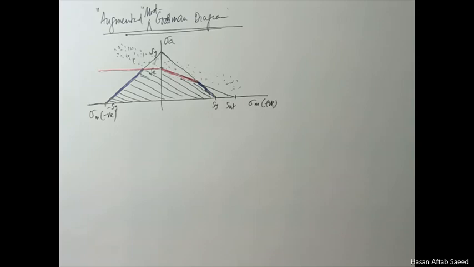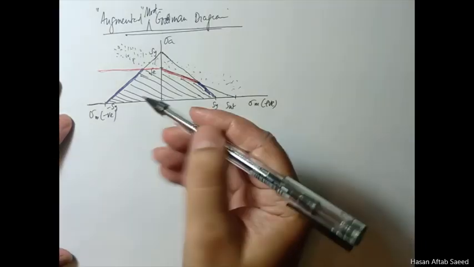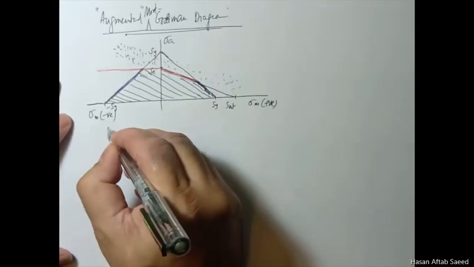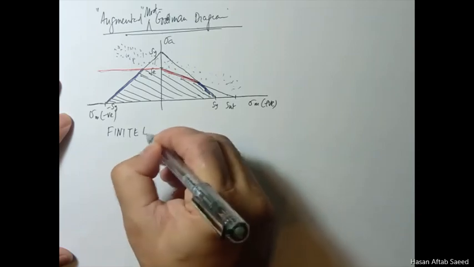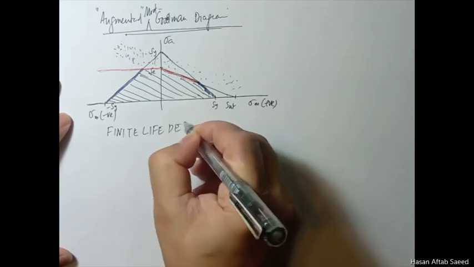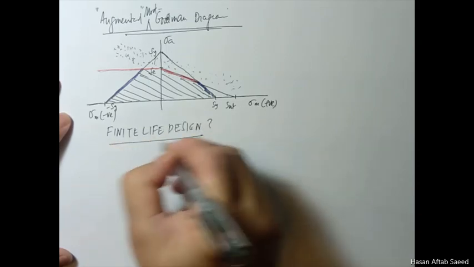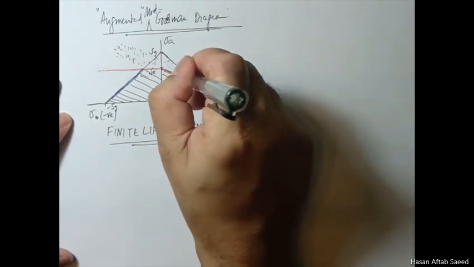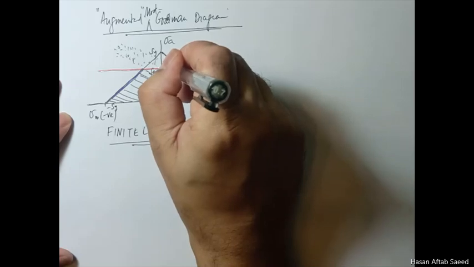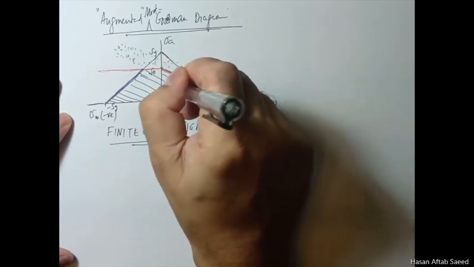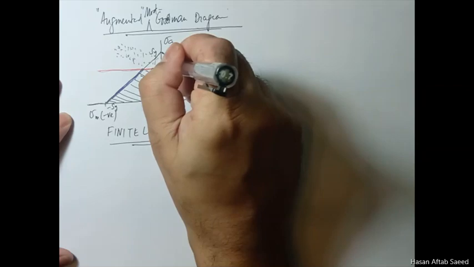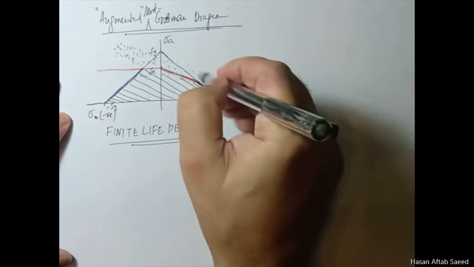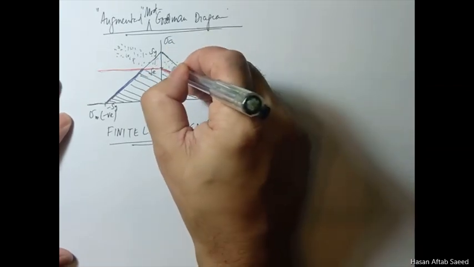Now one thing remains, and that is how to talk about finite life design, because here we have just talked about infinite life. That is, any point that lies outside is finite life. So here is infinite life, here it is finite life. We are designing for infinite life, so this is a failure point. These are failure points.